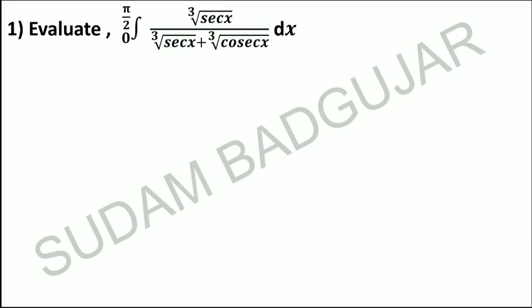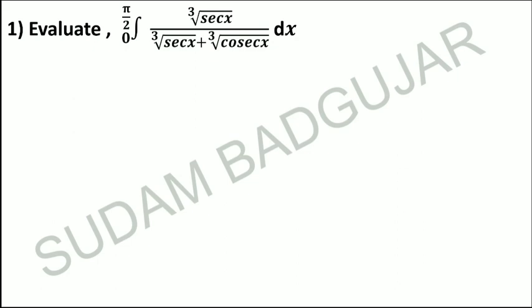Now, question number 1. Integration of cube root of sec x upon cube root of sec x plus cube root of cosec x dx from 0 to pi by 2. First, you have to observe this question. In this question, we cannot apply the method of rationalization, we cannot simplify this sum, we cannot convert the numerator in terms of the denominator, and we cannot apply any substitution method here. So, this sum we can solve by using properties of definite integration.